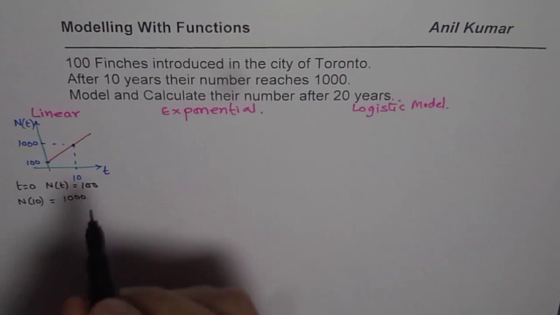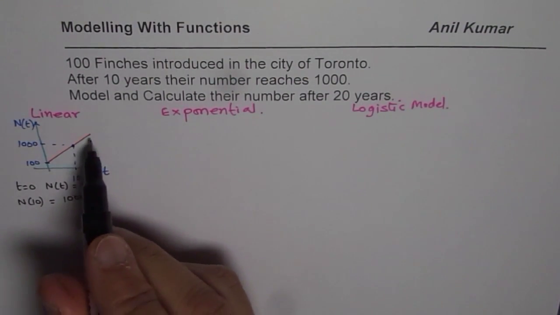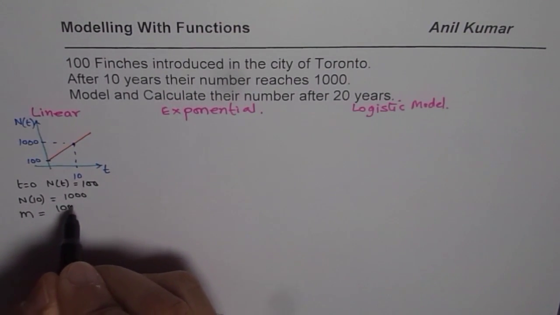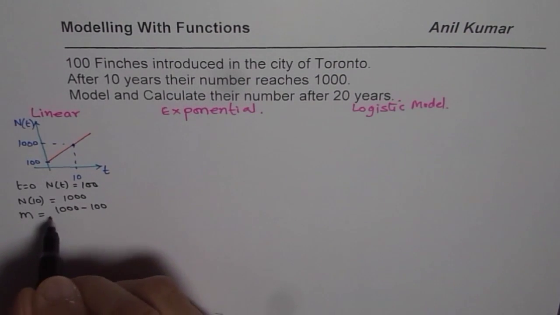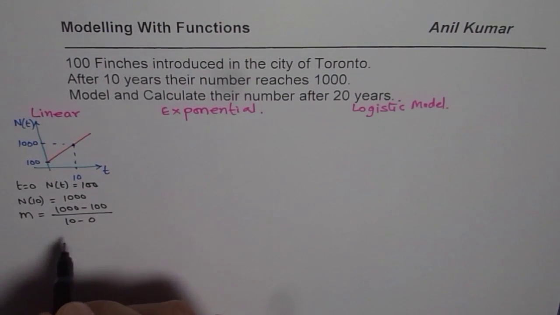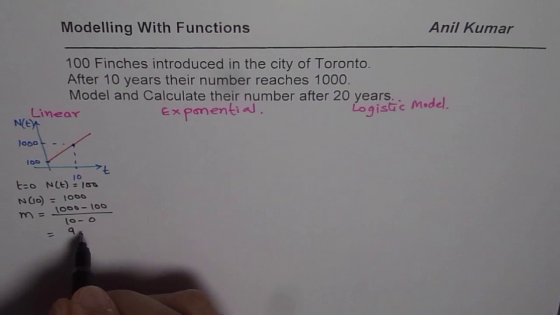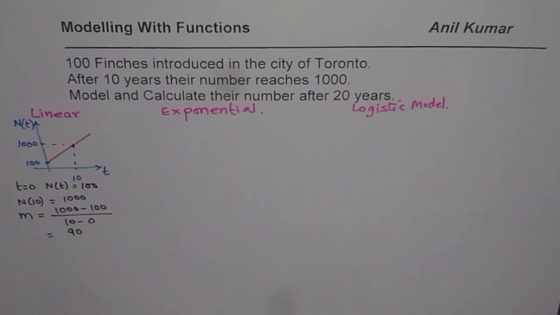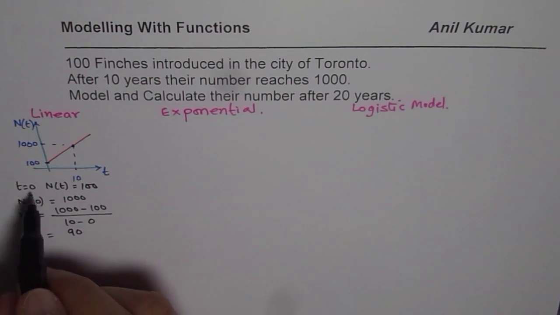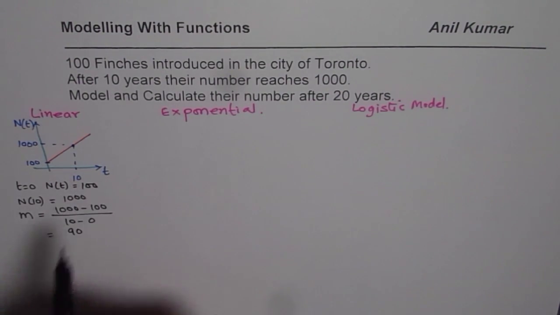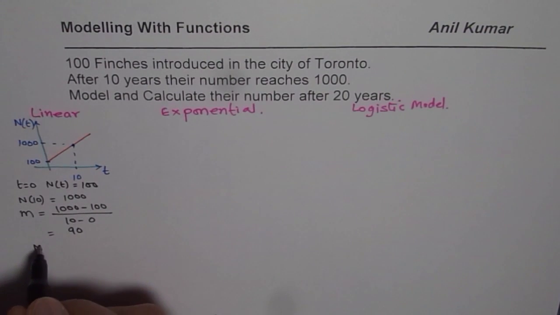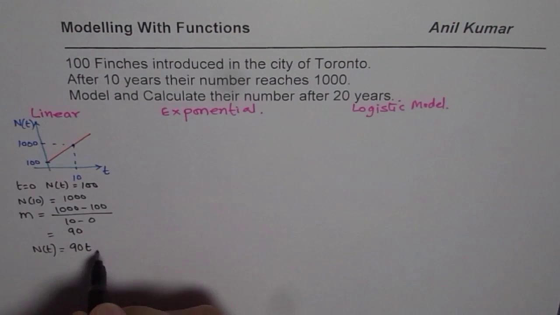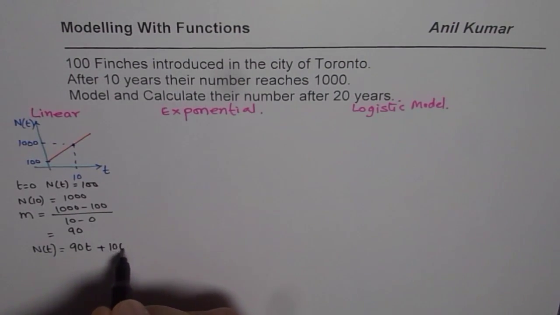So we have 2 points. Using these 2 points we can find equation of line. Let's find the slope first, m, which is 1000 minus 100 divided by 10 minus 0, and that gives us 90, right? So 900 divided by 10. So that is the slope for us, and since at 0 the number is 100, so we get the equation which is n of t is equals to 90t plus initial value of 100, right?